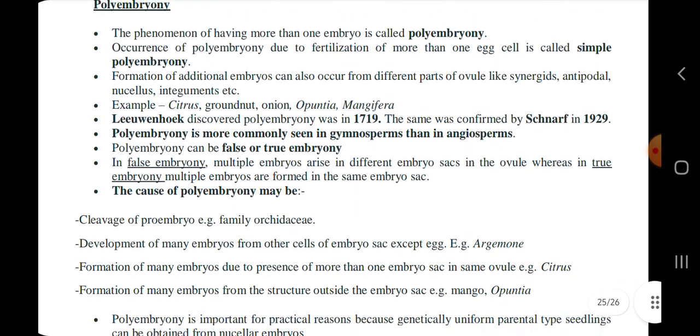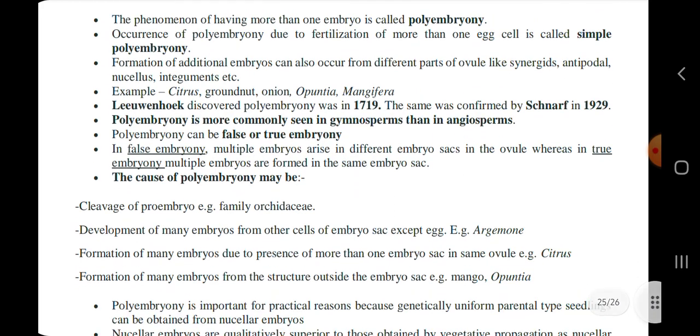Then polyembryony, phenomena of having more than one embryo is called as polyembryony. Occurrence of polyembryony due to fertilization of more than one egg cell is called as simple polyembryony. Then formation of additional embryos can also occur from different parts of ovule like synergids, antipodals, nucellus, etc. Then polyembryony is more commonly seen in gymnosperm than in angiosperm. Polyembryony can be false or true embryony.